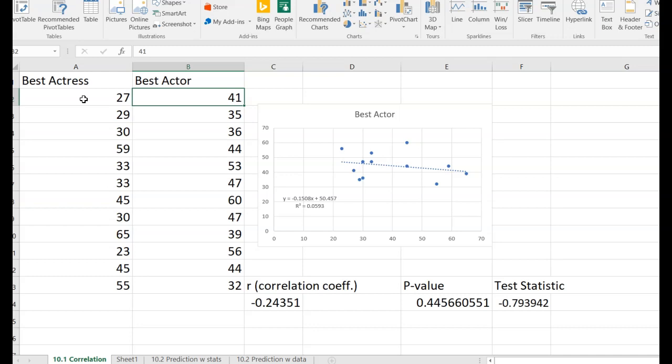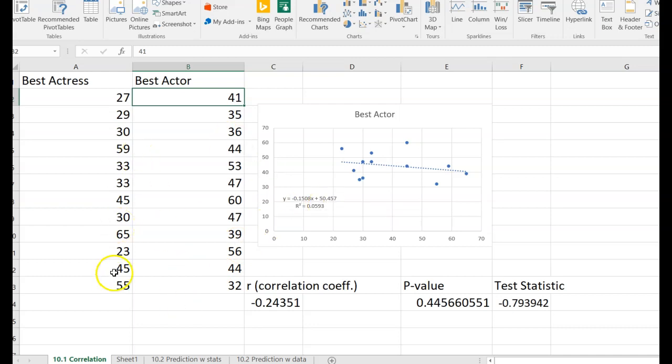So if you look at what I got here, these are the winners of the Best Actress Oscar for a given year. And this is the actor that won the Oscar for Best Actor that same year. So these are their ages. So what we're seeing is the different ages for actresses versus the age of an actor in the same year.